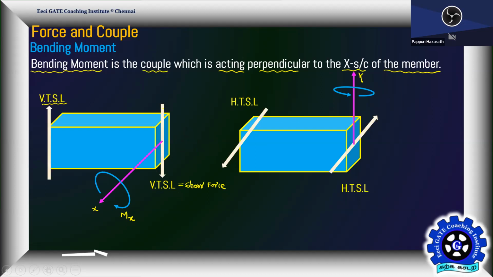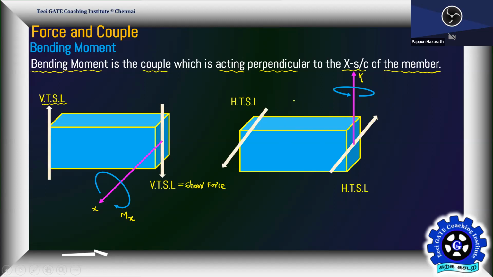One load is acting downward, another load is acting upward. Both create a couple first. That couple is acting perpendicular to the cross section of the member. That is why you call that particular couple a bending moment. Similarly, take a horizontal transverse shear load. One load is acting like this, another load is acting like this.